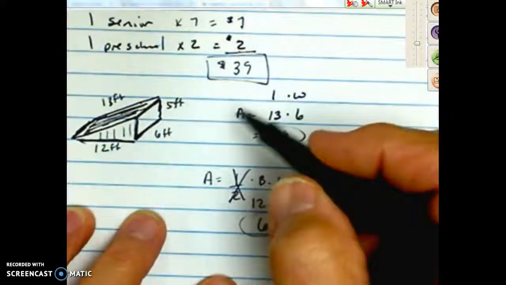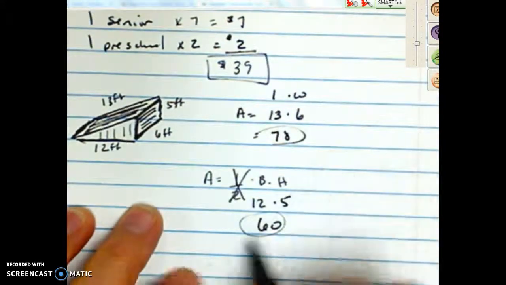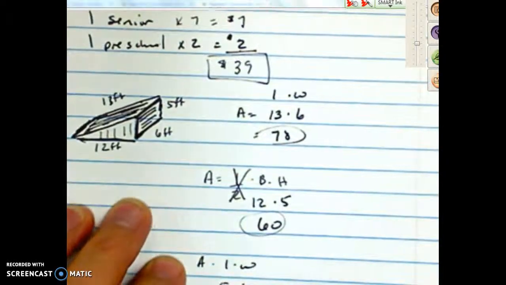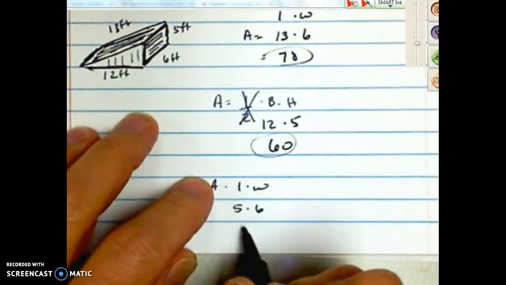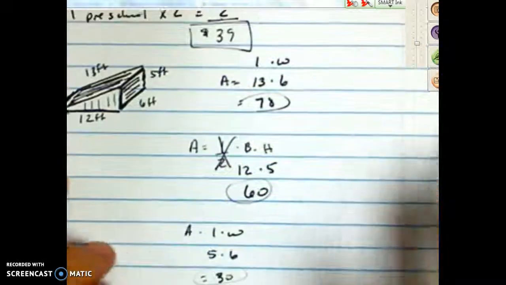And then we want the area of this end here. And of course that area is equal to length times width, and we have 5 times 6, which of course is equal to 30. And then we want to put all three of these parts together.